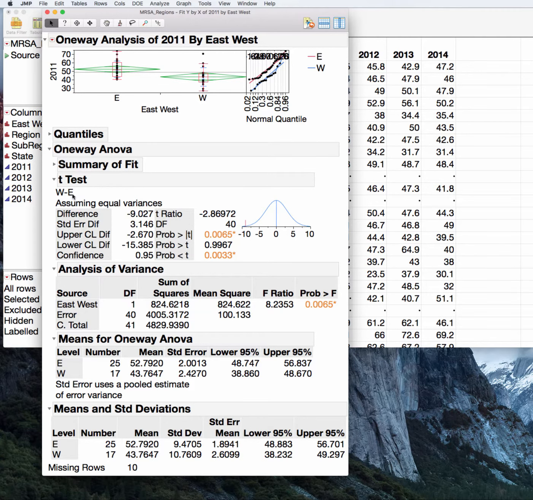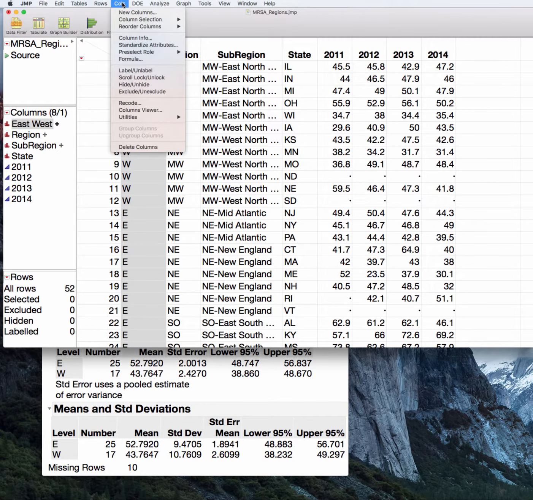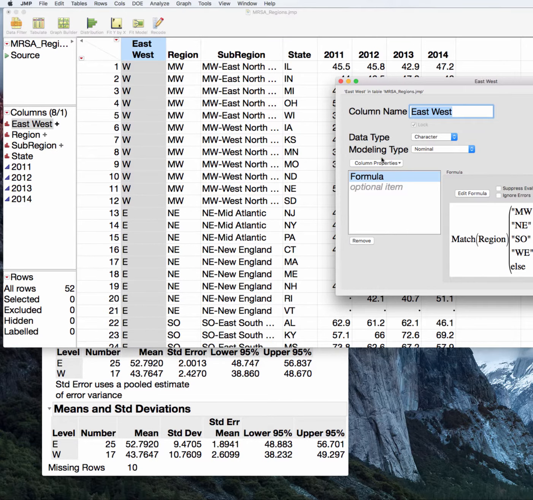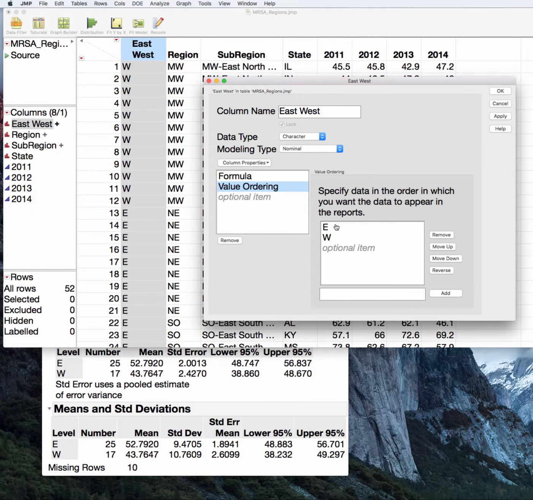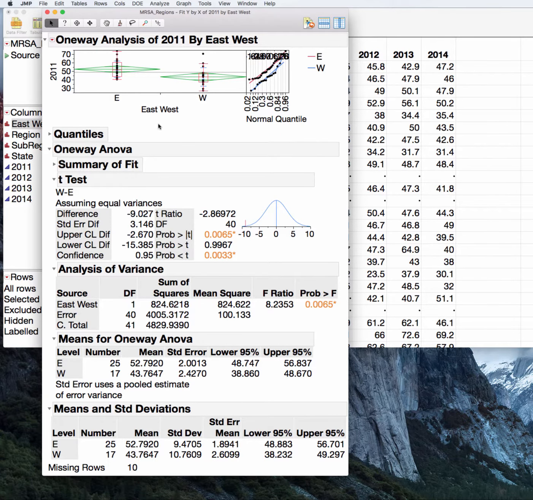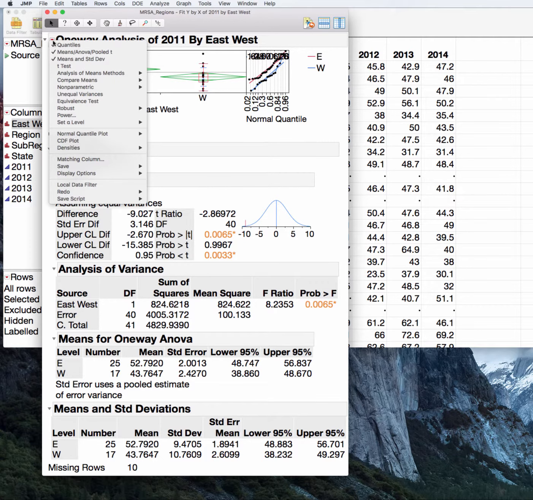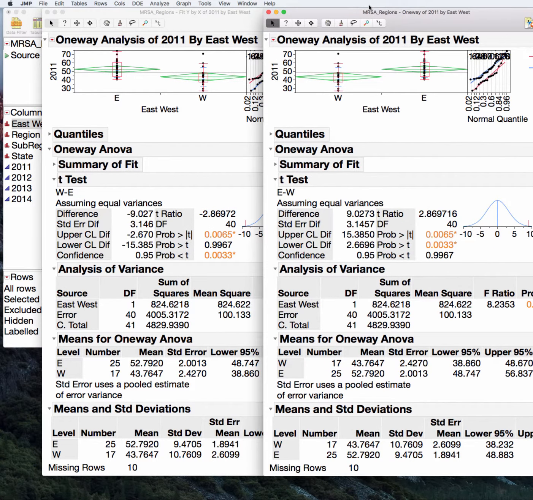If you wanted to see east minus west, we could go into the column information. We could go into value ordering. We could move east down and press OK. Then we can actually go back here and under the main red arrow, ask JMP to redo the analysis, or you could simply start over from the main analysis window.